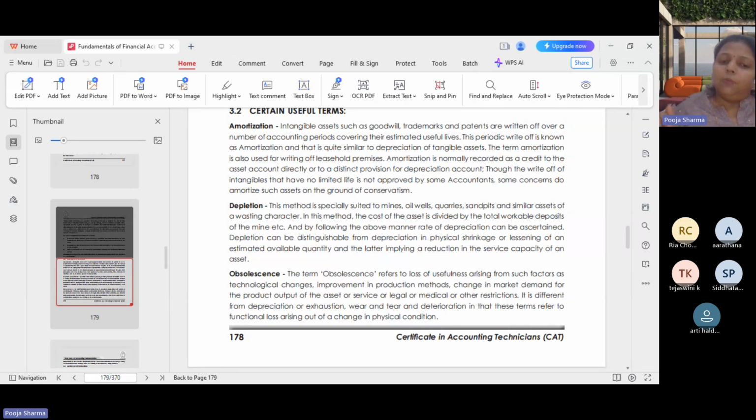So the formula will remain the same. It will be the same: cost of the asset that is replaced minus its scrap value at that time, divided by the number of years of useful life we have used it in the business. So let's take a look at the term written in the book, obsolescence. Obsolescence refers to loss of usefulness arising from factors such as technology changes, like improvement in production methods. Now technologies are improving, so all such things are required.